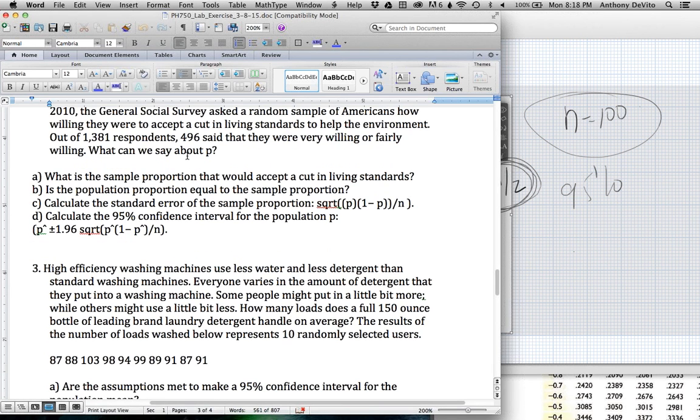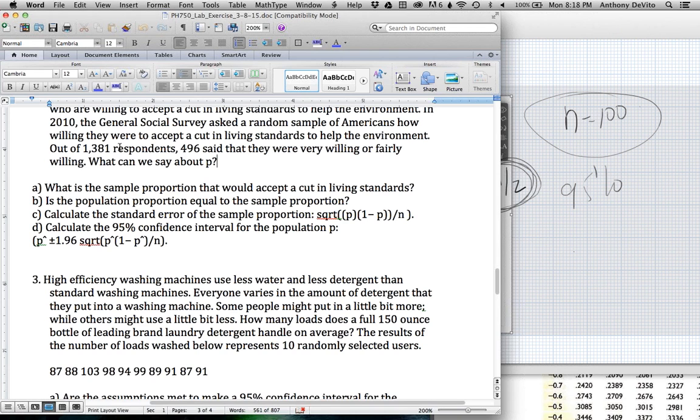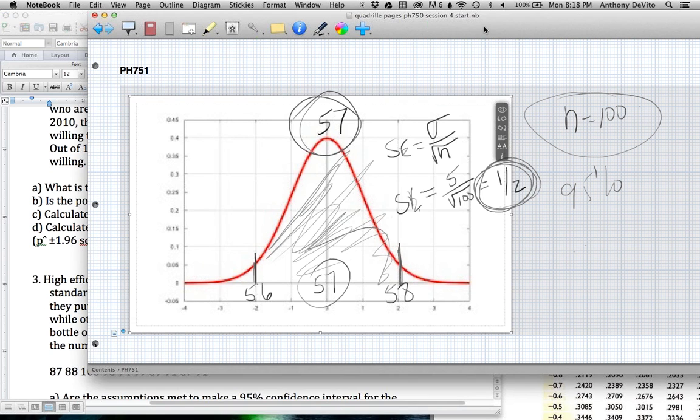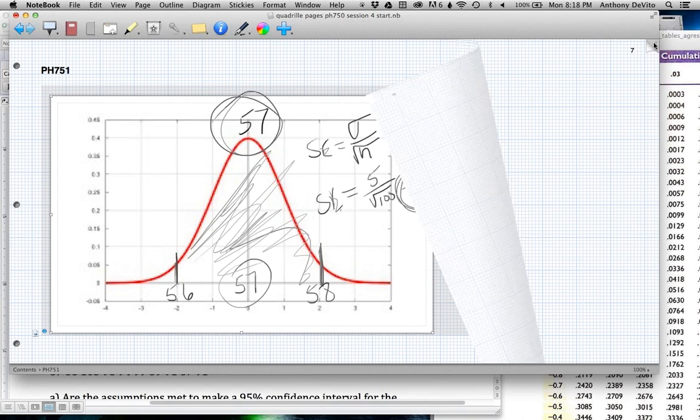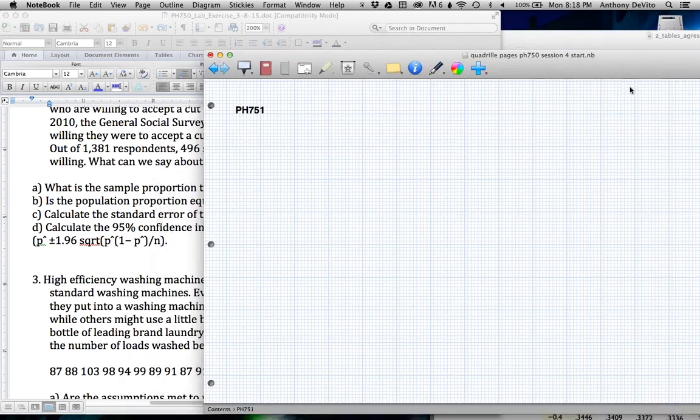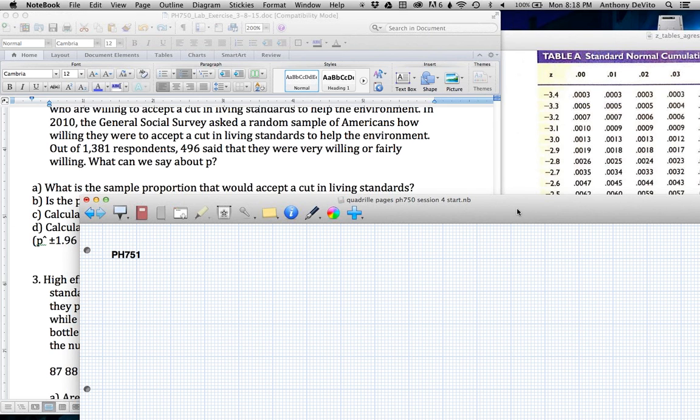So in this survey, out of 1,381 respondents, 496 said that they were very willing or fairly willing to take a reduction in salary. So what's the proportion of people that are willing to take a cut in salary? 1,381 is our sample size. The number that is willing to take a cut is 496. So that leaves the remainder who are not willing to take a cut in salary.